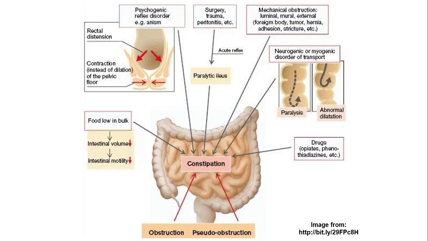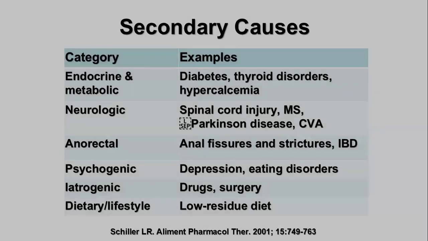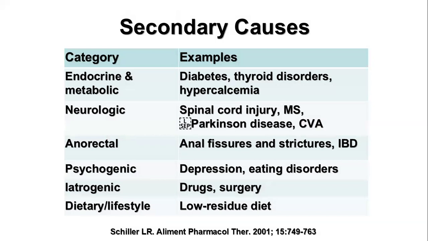So next slide, please. According to the triggering factors, you need to address those as well. Other causes are your metabolic or endocrine syndromes like diabetes, thyroid disorders, or hypercalcemia. Neurological disorders like spinal cord injuries, MS, Parkinson's, or any CVAs. Anorectal fissures or strictures, even inflammatory bowel disease can lead to constipation. You have your psychogenic causes, like depression or other eating disorders, drugs as we said before, surgeries, and dietary and lifestyle factors such as a low-residue, low-fiber diet. Next slide, please.